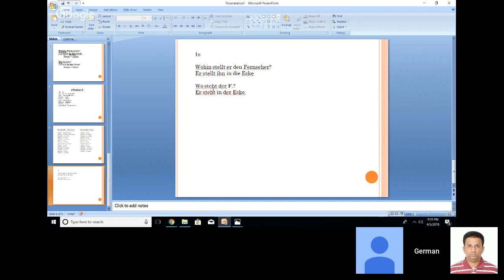Over here, we are asking the object the question. We are not asking anyone else. Where is the TV? Where is it situated? Nobody is moving the TV right now. It has already been situated. That's why it is in dative. Er steht in der Ecke. The TV stands in the corner. Okay, this is for in.